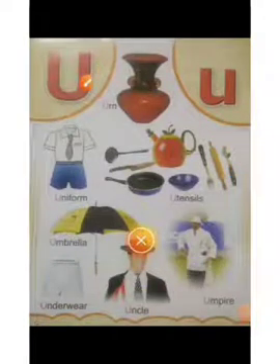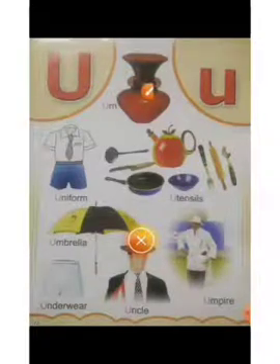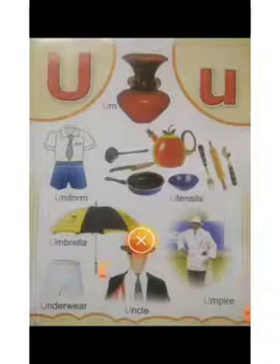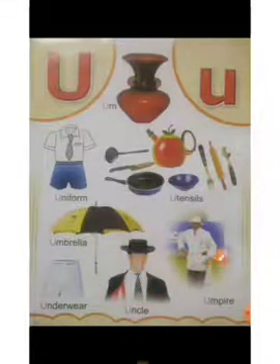Let's start with the letter U. U for urn. U for uniform. U for utensils. U for umbrella. U for underwear. U for uncle. U for umpire.